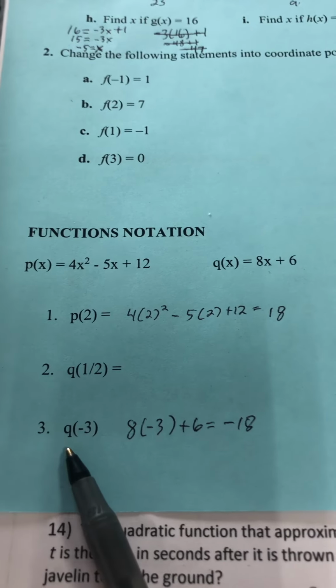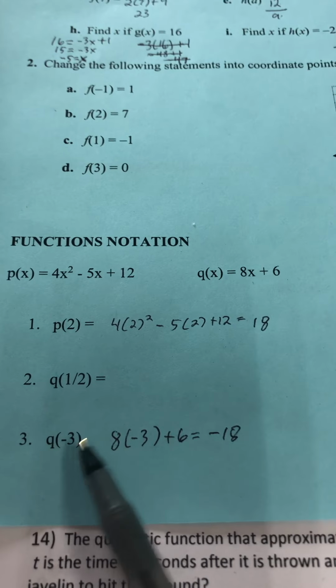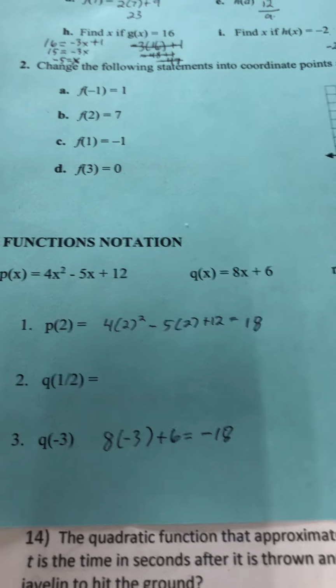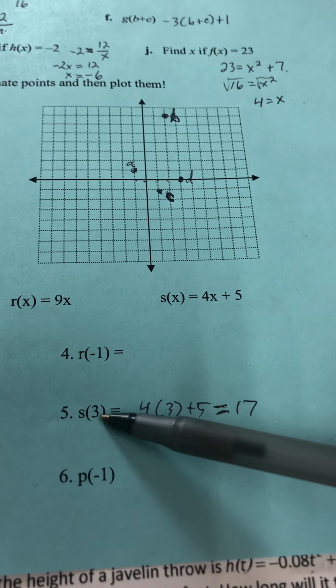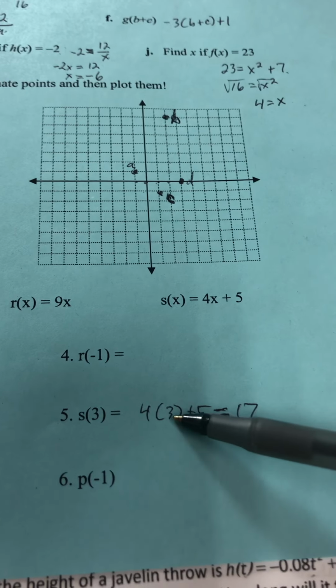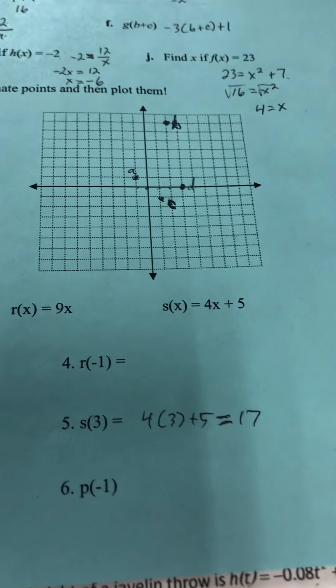I look for the Q function. It's right here. I put in a negative 3 for x. It tells me to. I just work it out on my calculator. I get negative 18. This one, I look for the S function. That's right here. It tells me to put in a 3 for x. And 4 times 3 is 12 plus 5 equals 17.